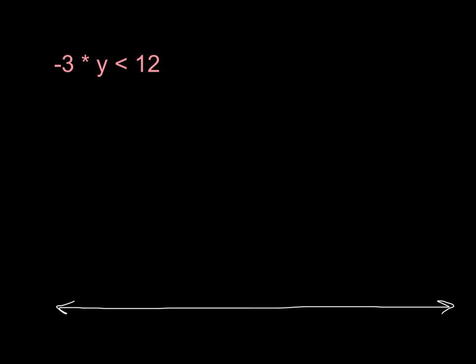So here we've got a situation which is different than any of the ones we've seen before. We have a -3 on the left-hand side multiplied by our variable y. When we multiply or divide both sides by a negative number, we're going to have to remember to switch the sign. So in this case, we're going to try dividing both sides by -3.